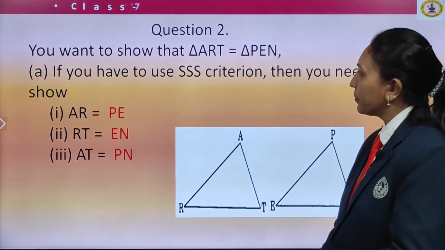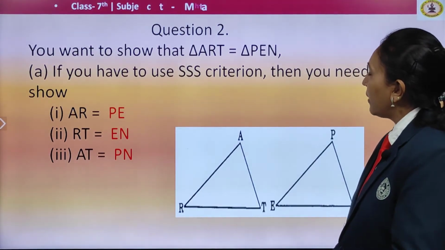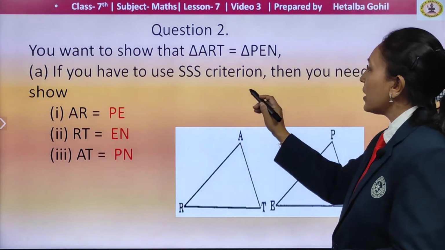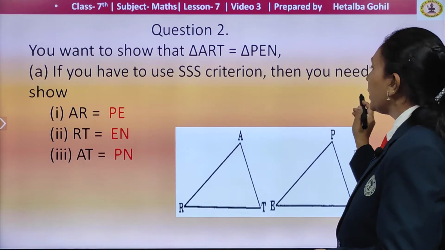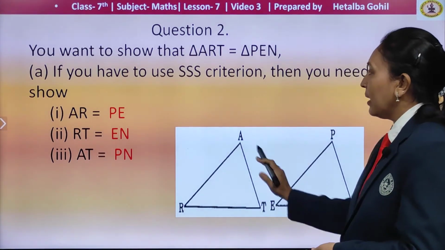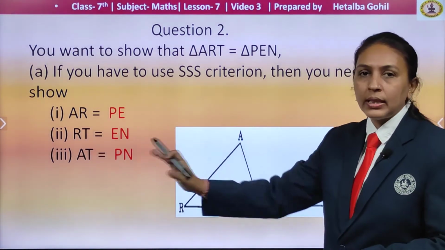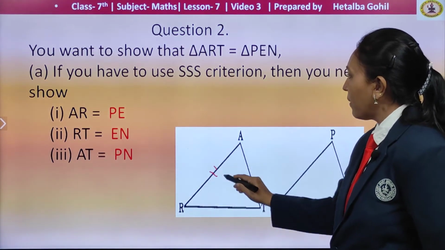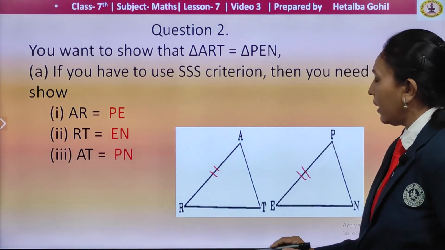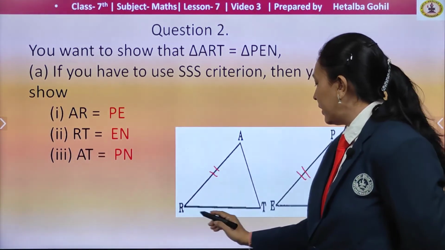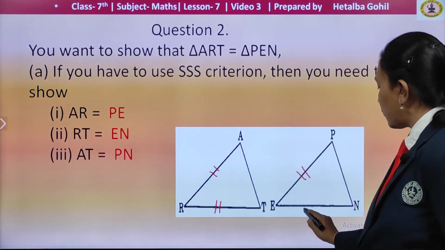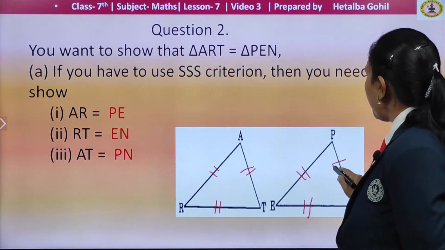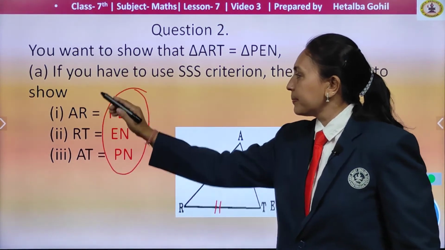Question number 2. You want to show that triangle ART is congruent to triangle PEN. If you have to use SSS criteria, then you need to show that. Now we have to apply SSS criteria and we have to fulfill the given conditions. So according to that, AR will be corresponding to PE, that is our answer. RT will be corresponding to EN and AT will be corresponding to PN. This is our answer here, children.